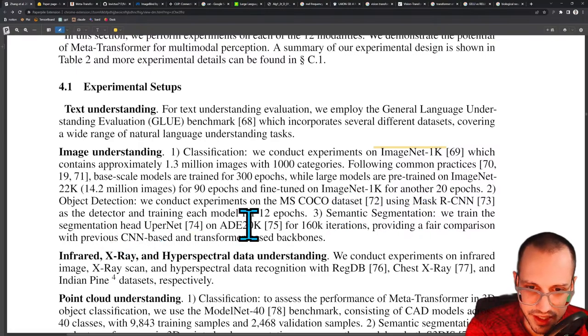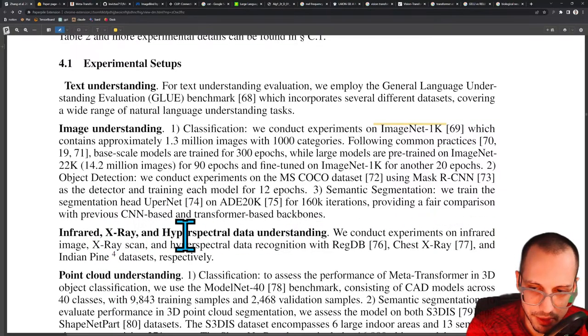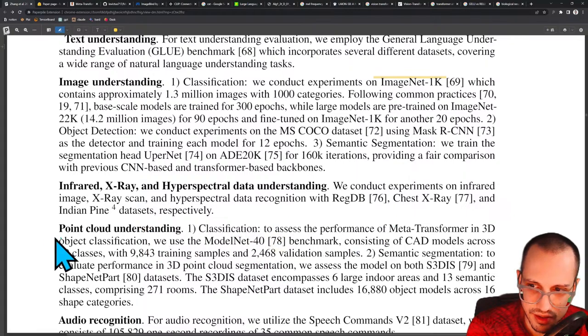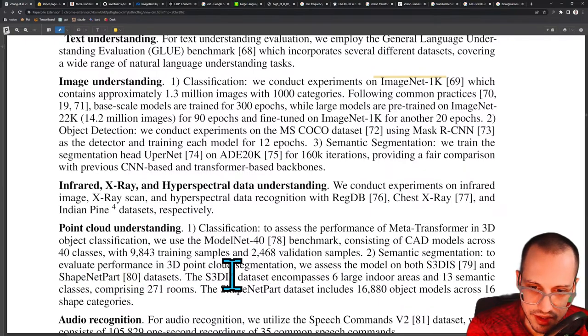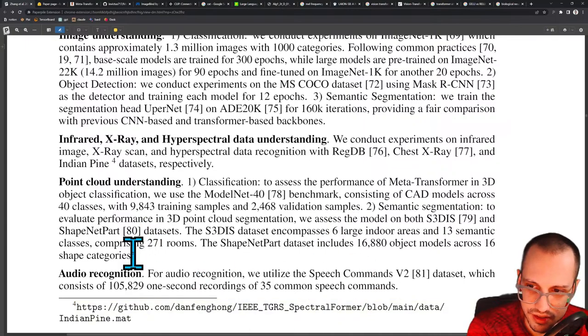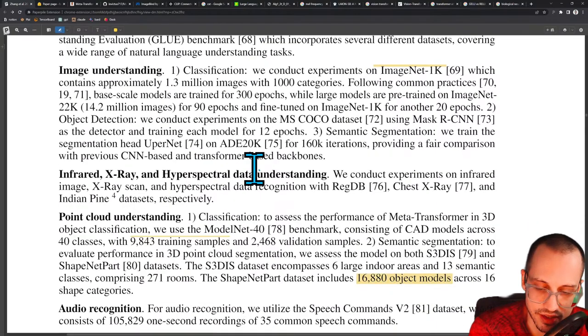Semantic segmentation, ADE20K for 160K operations. Infrared and X-ray: we conduct experiments on infrared image recognition with RegDB, chest X-ray, and Indian Pine datasets. For point cloud classification, they use the ModelNet40 benchmark, consisting of CAD models across 40 classes with 9,000 examples and 3,000 validation examples. They use S3DIS and ShapeNet part datasets for the point clouds. These really aren't big datasets. These are pretty small. 16,000, 9,000. And this is kind of what I'm talking about, that modalities like point clouds just don't have anywhere near the amount of data that image and text have.